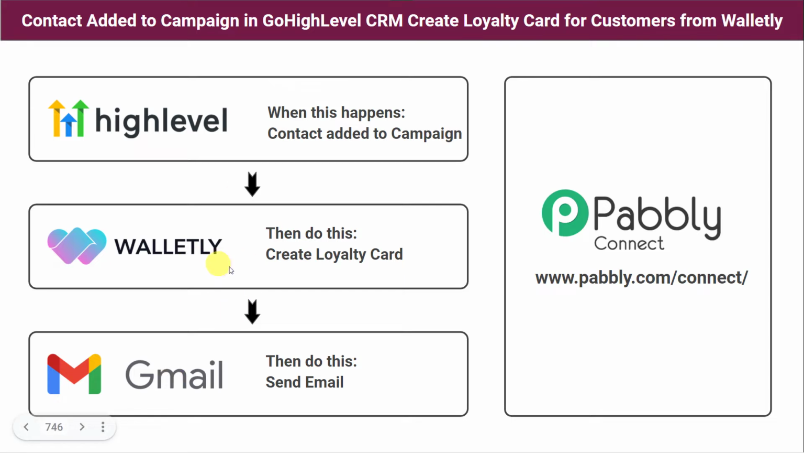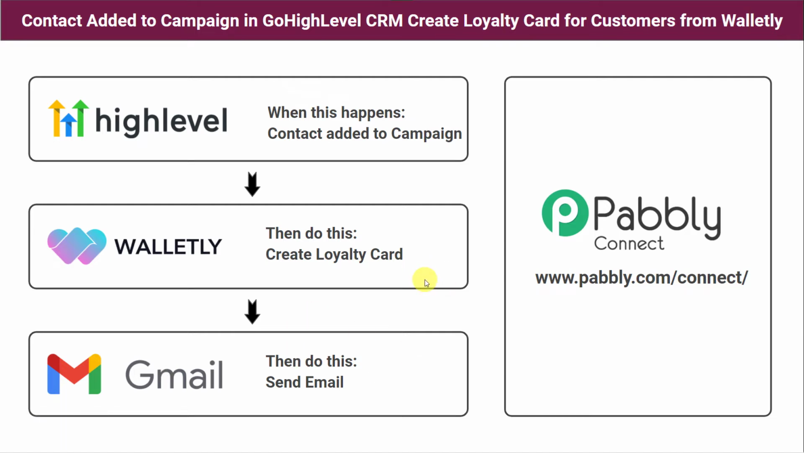So in this particular integration, we are using three software applications. The first one is GoHighLevel, which is an all-in-one sales, marketing and advertising platform, or it can be said as a CRM software application. The second one is Walletly, the application which is used to create coupons, loyalty cards for your business to increase the sales. And the third application we are using is Gmail, which is an email service provided by Google.